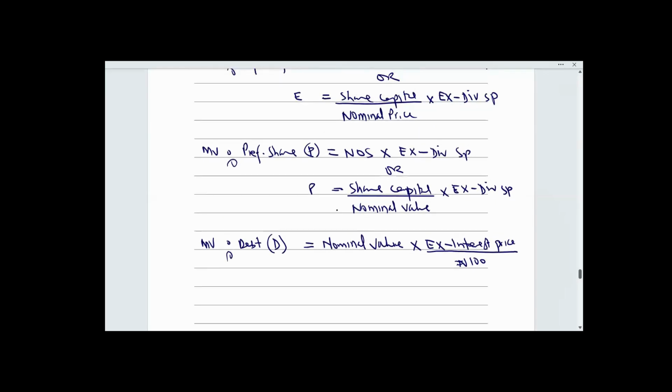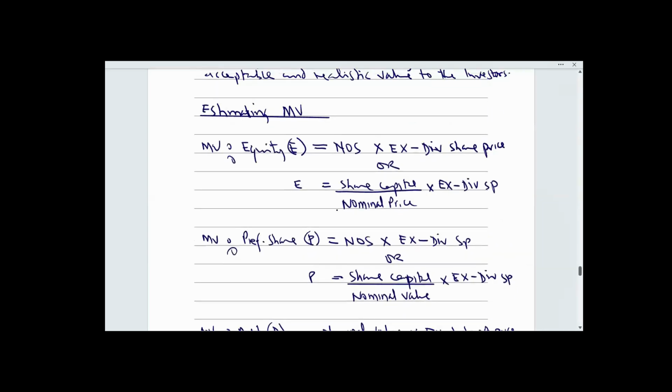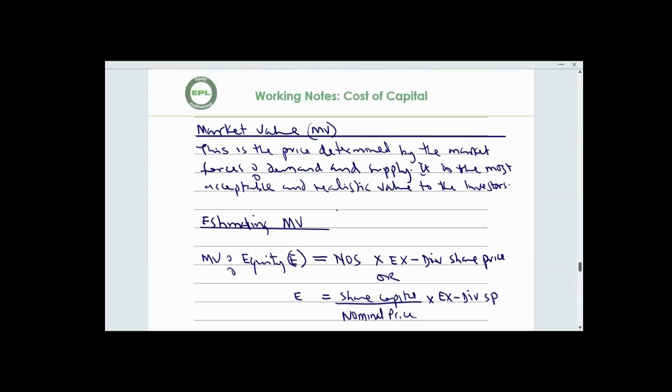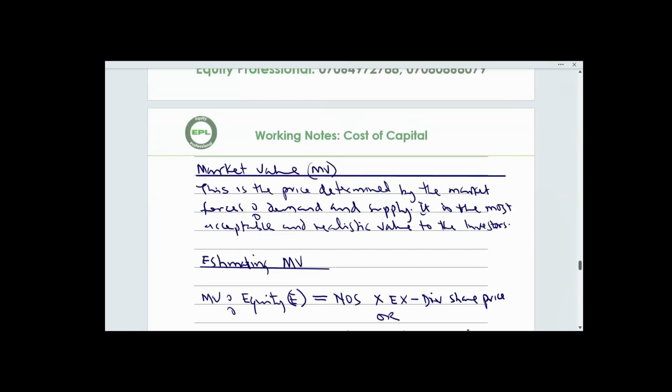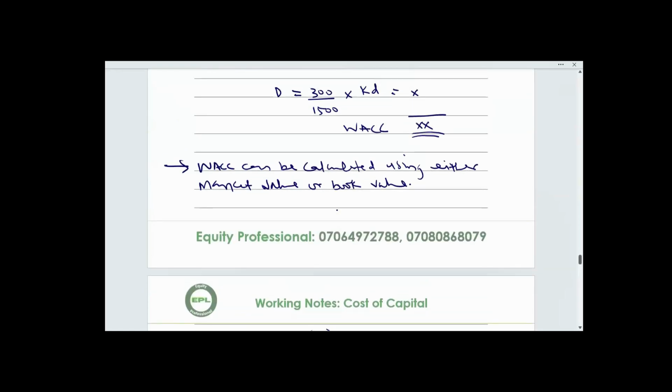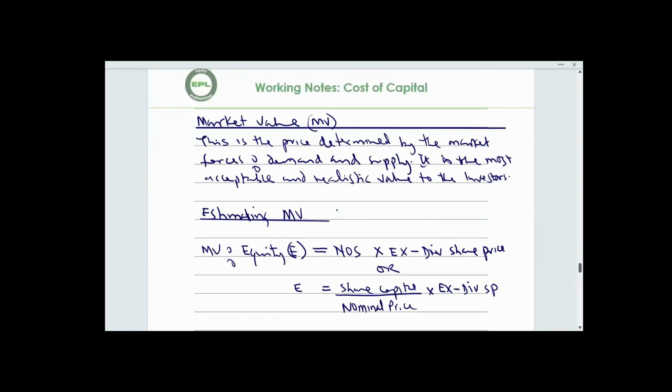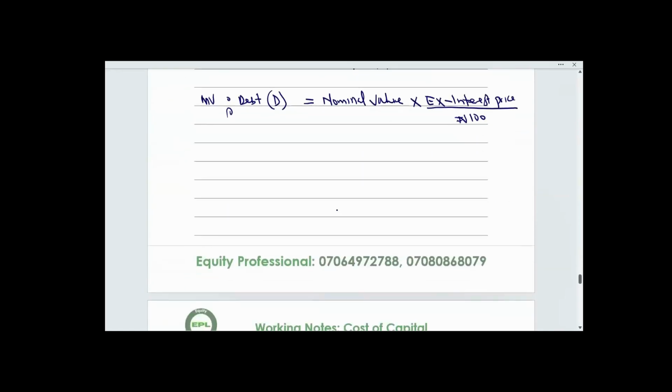So this is how to calculate market value of equity, market value of preference share, and then market value of the debt. So this is the formula to calculate. Anytime you want to calculate WACC, this is what you are going to use to find the weight of each source of finance. So that's basically how to estimate market value. The next one is book value. All right.